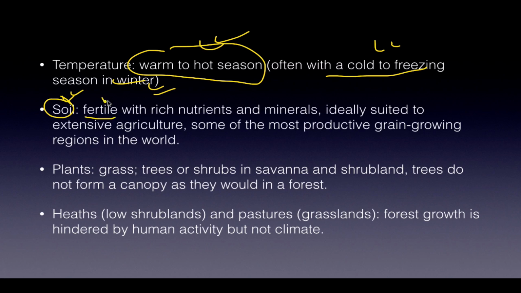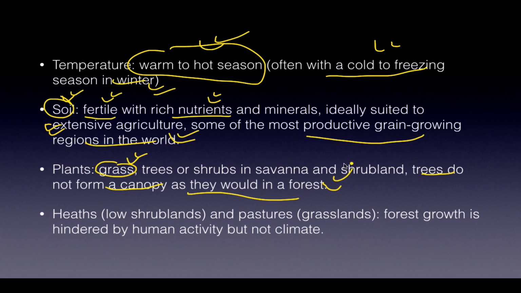Soil is extremely fertile and rich in nutrients. That is why they are called the granaries of the world, because they produce a huge amount of wheat, etc. They are ideally suited to extensive agriculture. Now coming to plants, they are usually grass. Obviously, that's why they are called grasslands. The trees never form a canopy even if they are there, as they would in a forest.